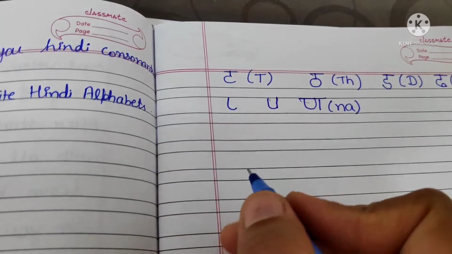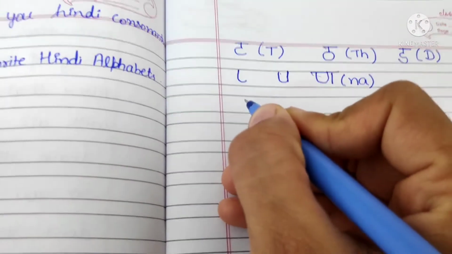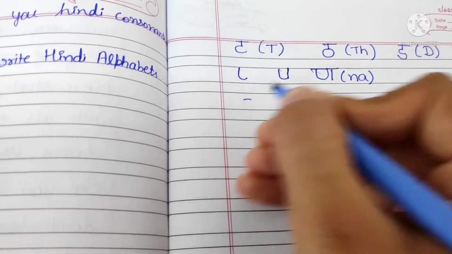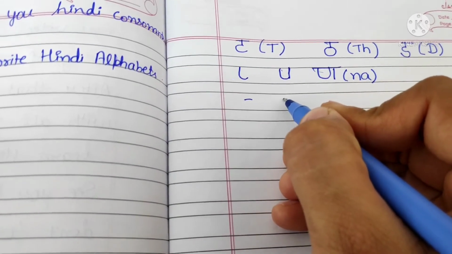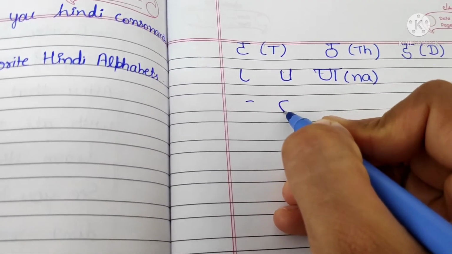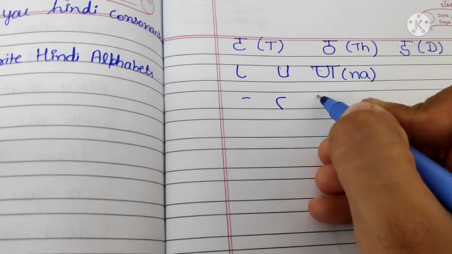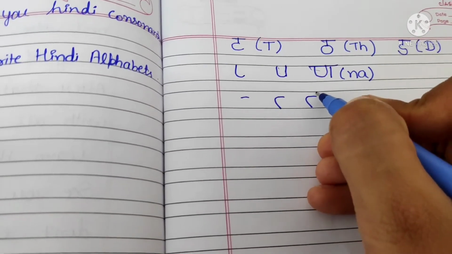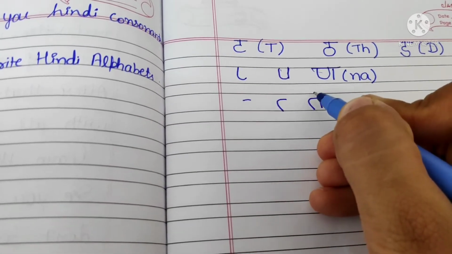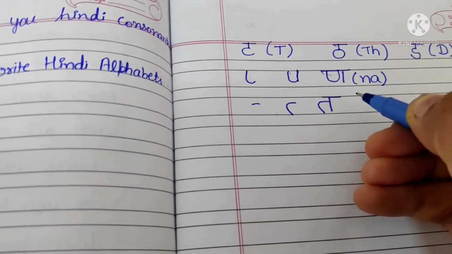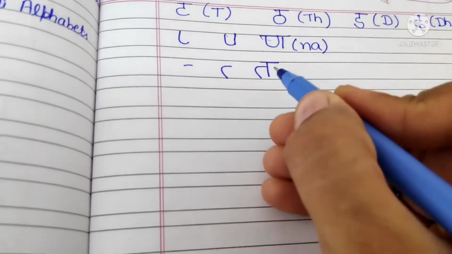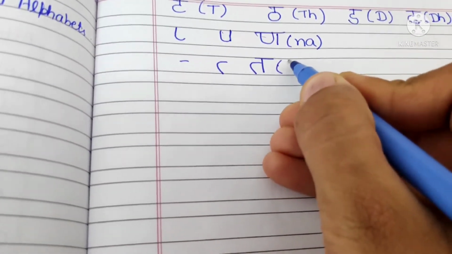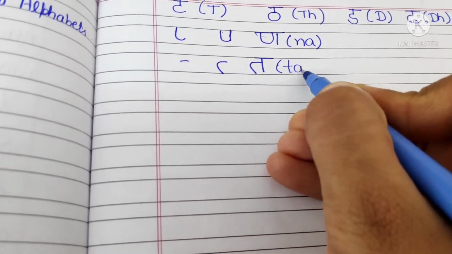Next letter comes T. So how can we write T? First make a little sleeping line, again repeat this step, sleeping line, and make a curve like this. Again repeat this step, sleeping a little bit and then curve it, and then make a standing line and then sleeping line. So this is our T alphabet in Hindi.